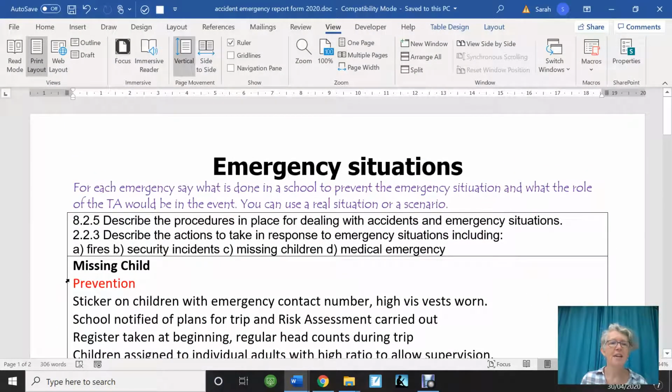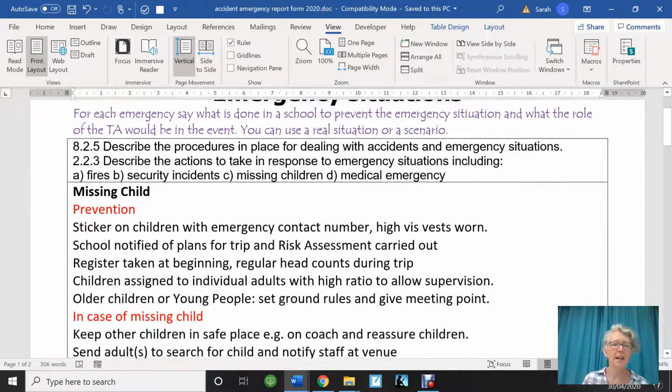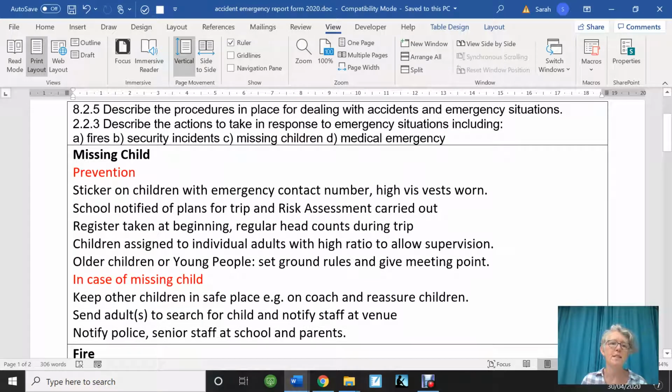Let's have a look here. So this is for 8.2.5 and 2.2.3. We're going to cover fires, security incidents, missing children and a medical emergency. And look, I've done the first one for you, missing child. I would like you to say, what do the schools do to prevent a child from going missing?